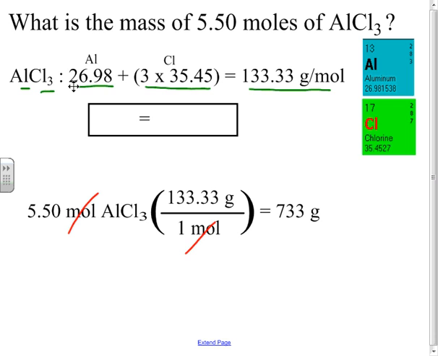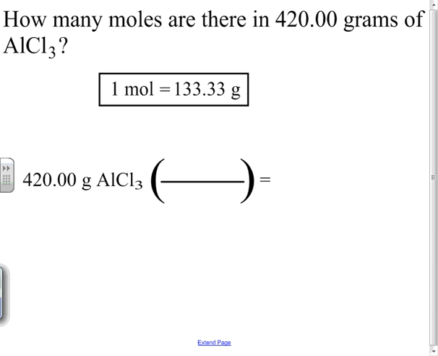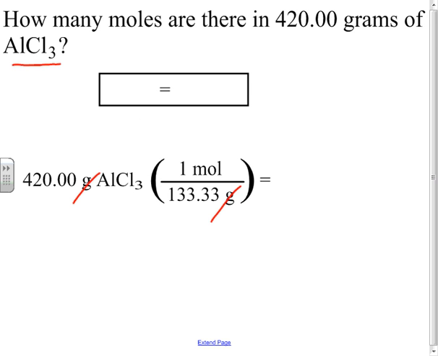If we want to go the other way around, go from grams to moles. Again, we have the same substance, aluminum chloride, and so we already figured out 1 mole is equivalent to 133.33 grams. Now I'm going to put the 133 grams on the bottom, so grams and grams are going to cancel. In other words, now I have to divide by the molar mass to figure out the number of moles. So 420 divided by 133.33 is going to give me 3.1501 moles. Now I've got 5 significant figures in my answer.